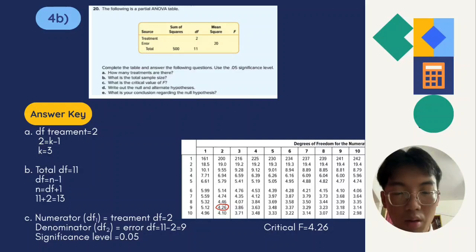So before we find the critical value, we need to know that 1 is the numerator. So the numerator is df1 equal to treatment df equal 2. The denominator df2 equal error df equal to 11 minus 2. So we can get it, the denominator is 9 and significant level is 0.05. So we need to find in our F table, and we know that the numerator is 2 and the denominator is 9. So the critical F is 4.26.